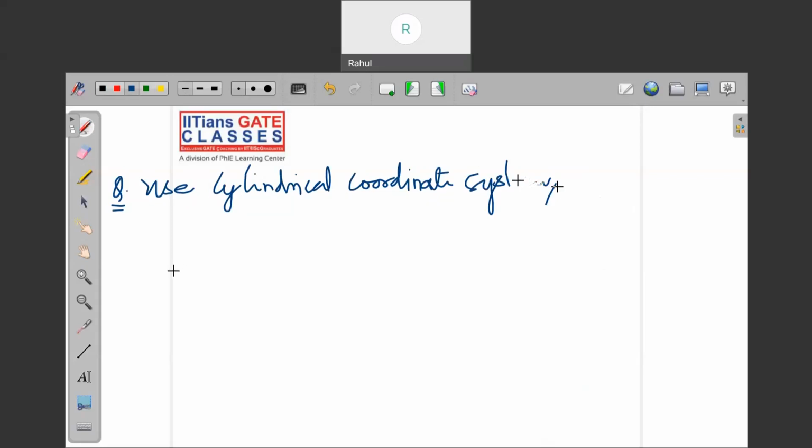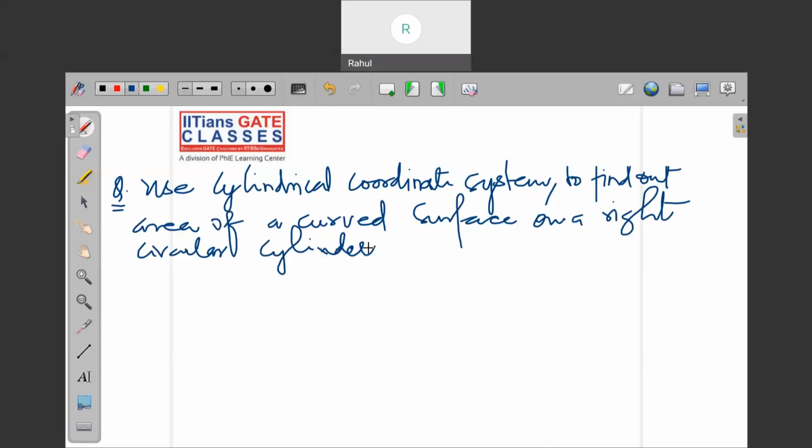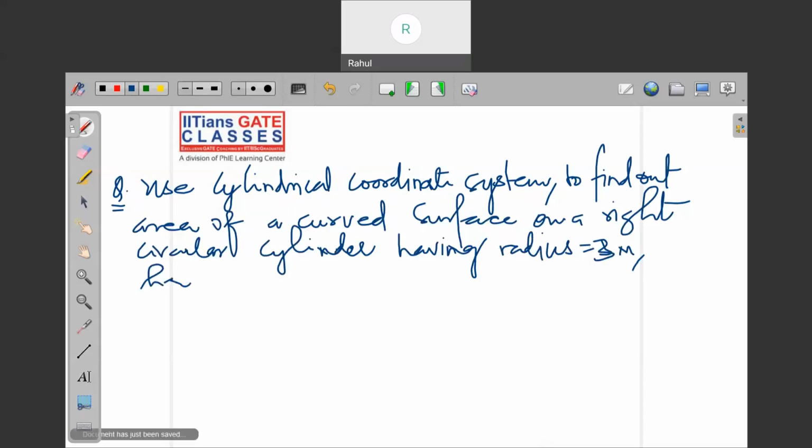Find the area of a surface, right? Circular, okay, having radius equal to 3 meter. Height they have given here is 6 meter.